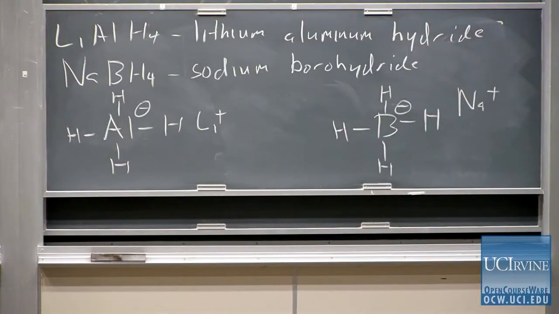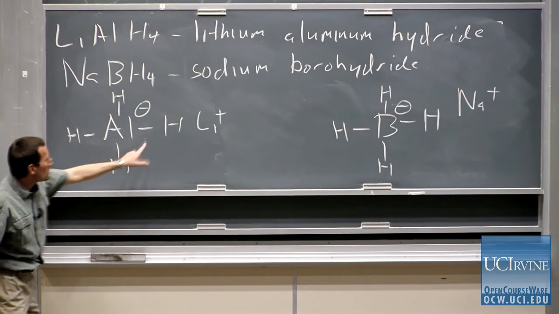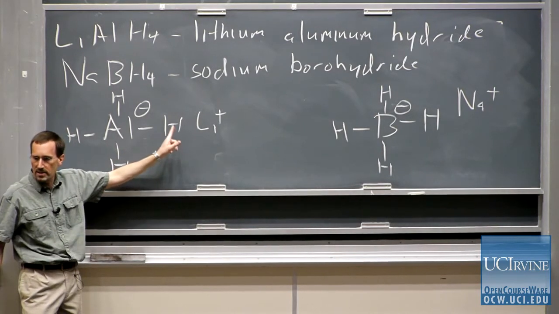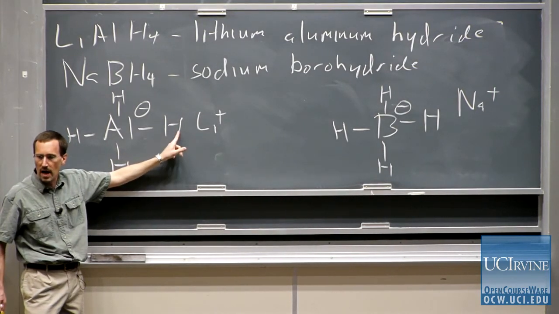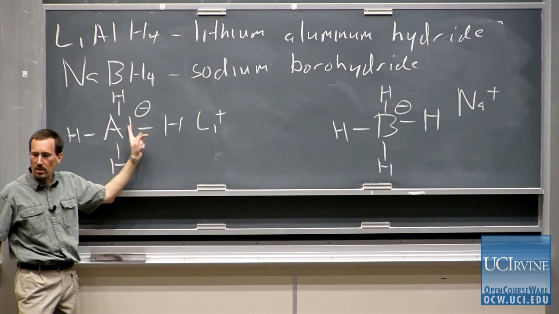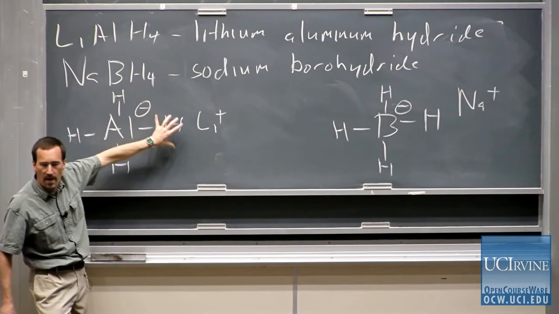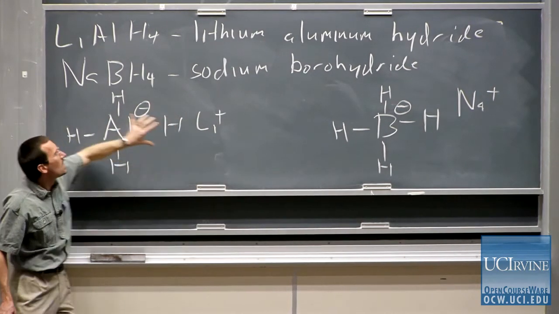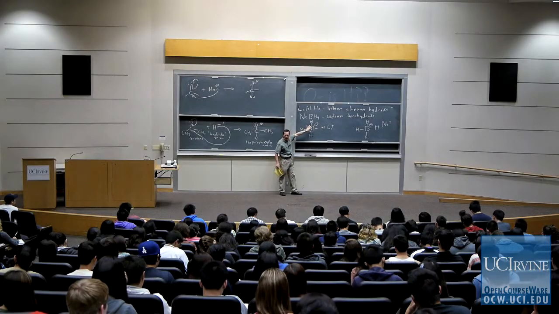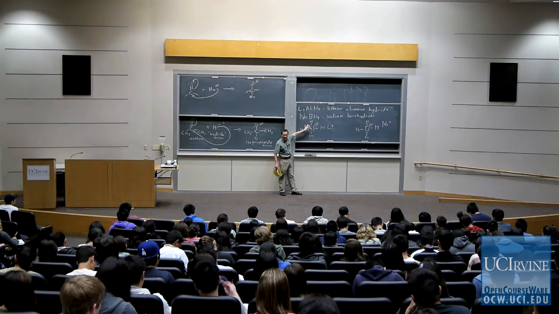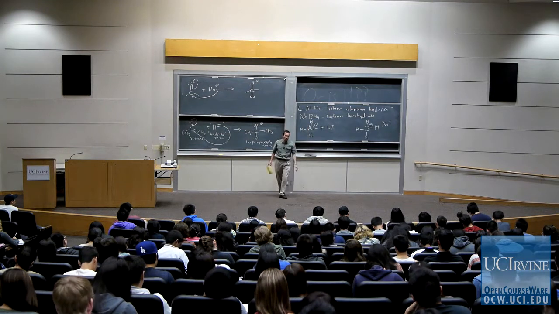The electronegativity of hydrogen is about 2.2. The electronegativity of aluminum is about 1.6. The electronegativity of boron is about 2.0. In other words, in all of these species, the bonds are polarized to have more negative charge on hydrogen than on the metal, but in the case of aluminum hydride, they're even more polarized. In other words, aluminum hydride is a more reactive anion. Lithium aluminum hydride is more reactive.